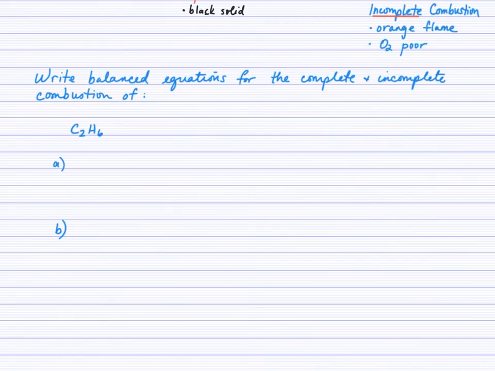Okay, so to practice now, write balanced equations for the complete and incomplete combustion of ethane. So I've given you the formula here, C2H6. So pause the video and write your reactants, predict products, balance the equation, fill in your states, and then check back with the video.